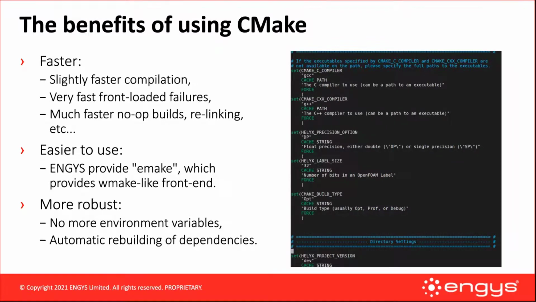As well as being faster and easier to use, the CMake system is also more robust than CMake. We no longer rely on environment variables, which are a constant source of pain with CMake, and CMake is much better at doing things like keeping track of your dependencies and keeping them up to date, so it's much harder to accidentally break your build.